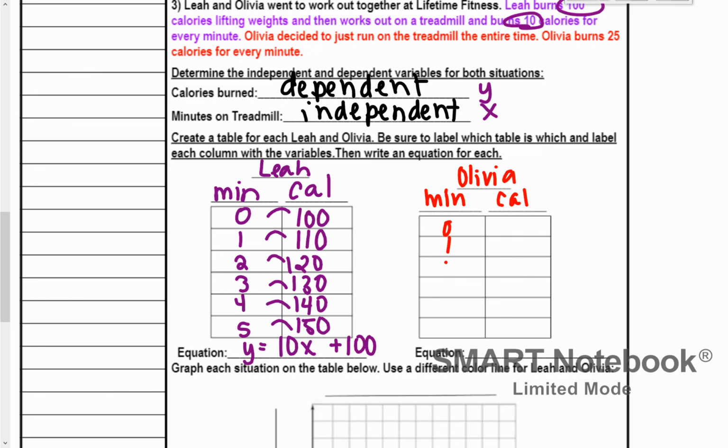We'll go 0, 1, 2, 3, 4, 5. If she spends 0 minutes on the treadmill, she's going to end up burning 0 calories. She didn't do anything beforehand. She spends 1 minute on the treadmill, she's going to burn 25 calories. 2 minutes, 50, 3 minutes, 75. You're going to notice we're just adding 25 because that's how many calories she burns every minute that we're adding over here.